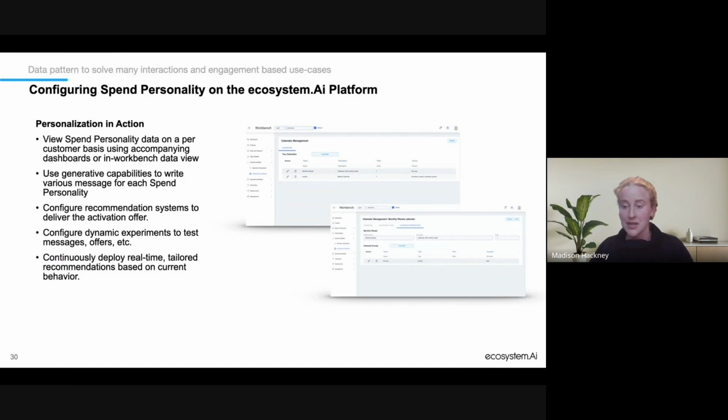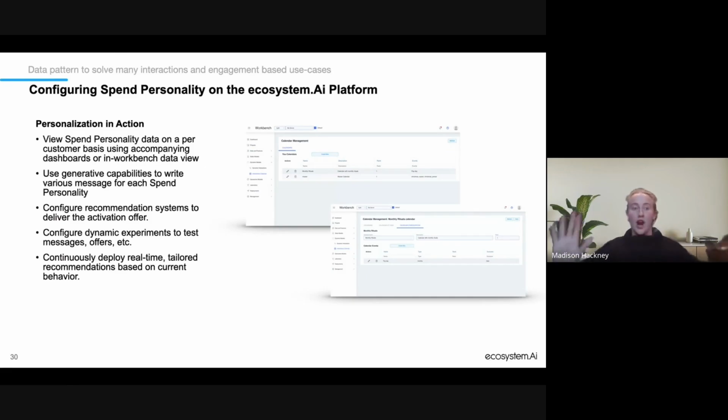The customer should activate, but the battle isn't over yet. You want to continuously deploy real-time tailored recommendations based on their behavior. You want to keep them engaged. You want to retain them. That's the next phase of the customer lifecycle, where you can use spend personality, and it's about keeping that customer active and learning what works, what doesn't, and adapting in real time. So that is how spend personality would be configured on the Ecosystem AI prediction platform.